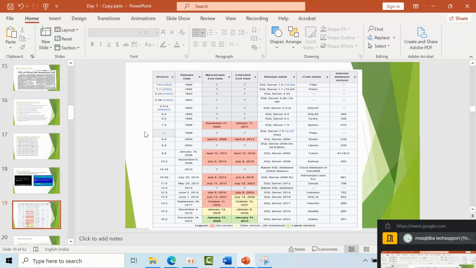Now Microsoft has a habit: whenever they create a product, they give some code name to the working project. Like that, the SQL Server 2022 code name was Dallas. Just for information purposes, internally there is also a database version for everything. If you are using SQL Server 2022, the database version should be 957. So we have the SQL Server engine version, the internal database version, and the code name. These are just for information purposes. They are not going to ask about them in interviews.